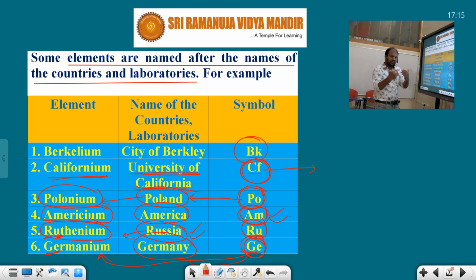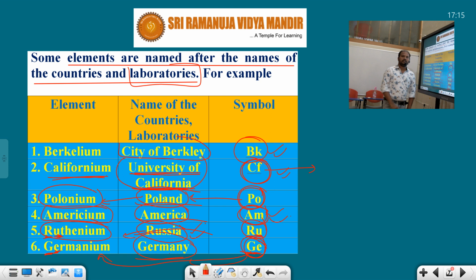And not only countries but laboratories also. City of Berkeley, University of California, these are the laboratories. From them also, what will be taken? Symbols of the elements. All these are countries like Poland, America, Russia, Germany, and the laboratories are the University of California and the City of Berkeley. From these countries and these laboratories, element symbols will be derived.